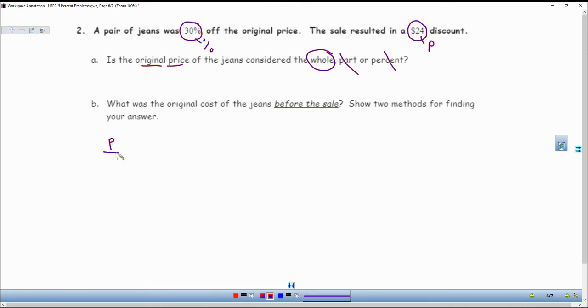Again, if you want to try this one on your own, go for it. If not, that's fine. You can do it with me. So let's set this thing up. We have the part. The part is 24. We don't have the whole. We're looking for the whole. That's going to be the total cost of the jeans before the sale. We do know the percent, and it is 30 out of 100.